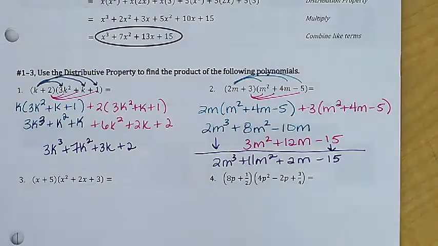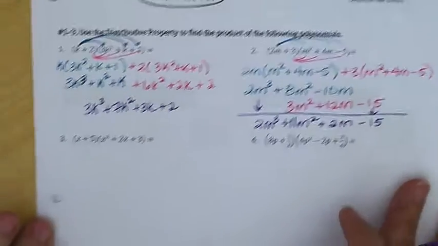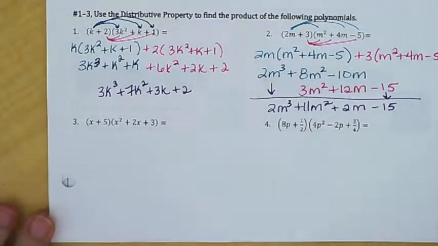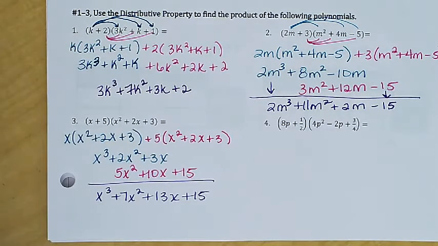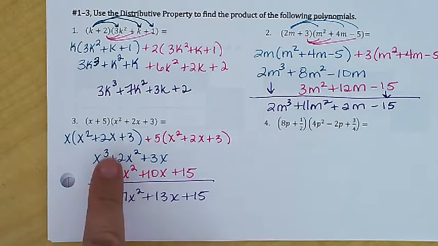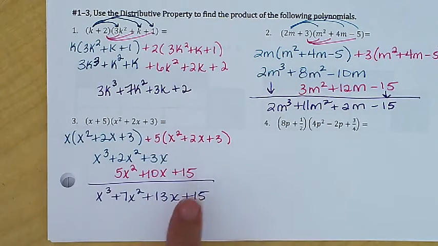Okay, so let's try number 3. I want y'all to try this one on your own, and then you can check your answer. So hopefully you gave that a shot, and you can see if your answer was correct. If you multiplied this correctly, you got x to the third plus 7x squared plus 13x plus 15. And if you didn't get this, backtrack and see if you can find where the mistake might be, and how to fix that.